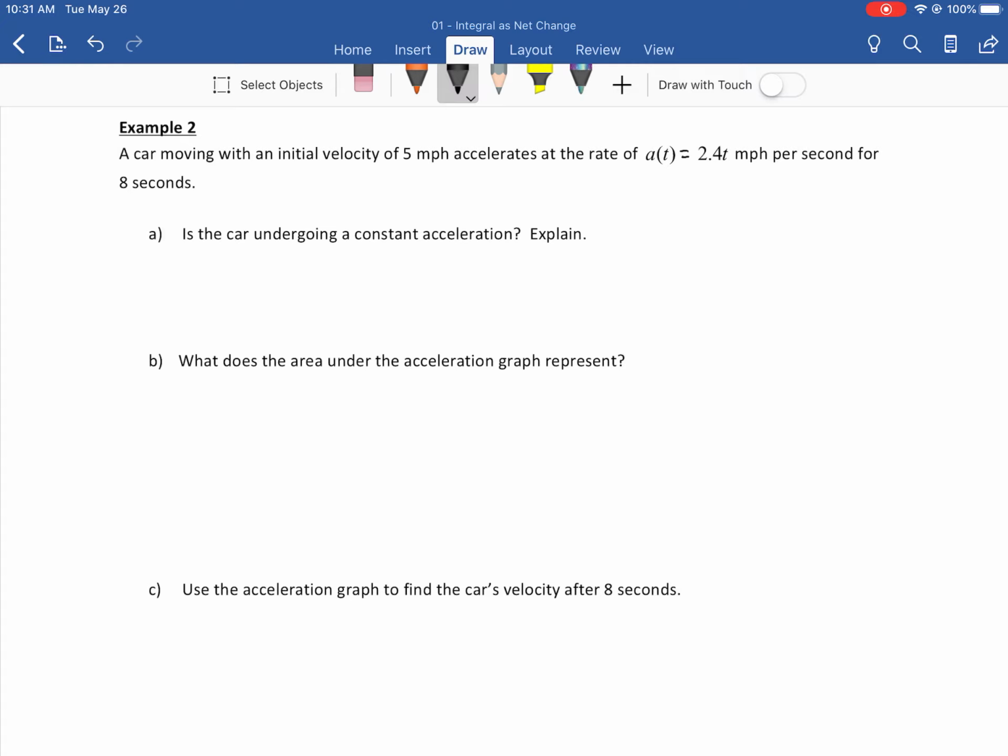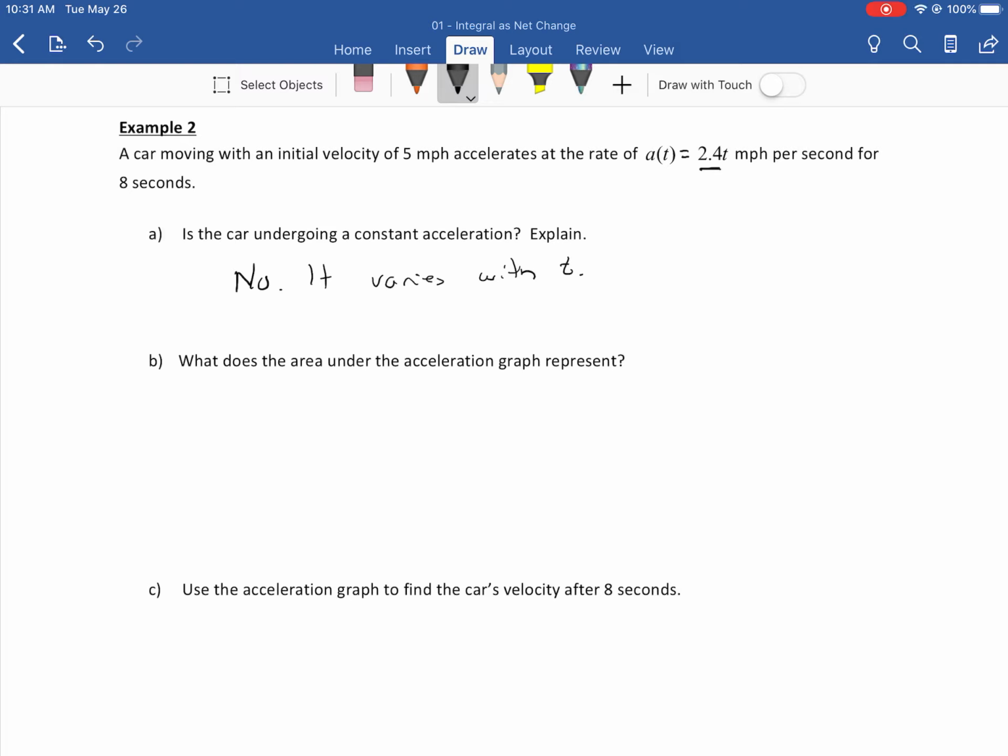So, is this car undergoing constant acceleration? No, it's got a variable in there. No, it's going to change with different values of t. It varies with t. What does the area under the acceleration graph mean?